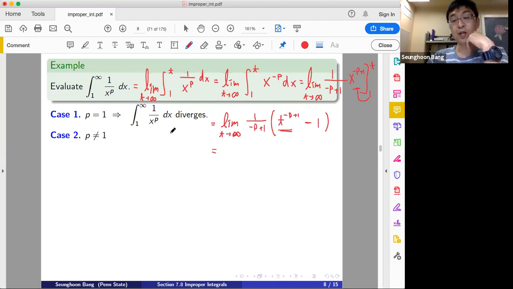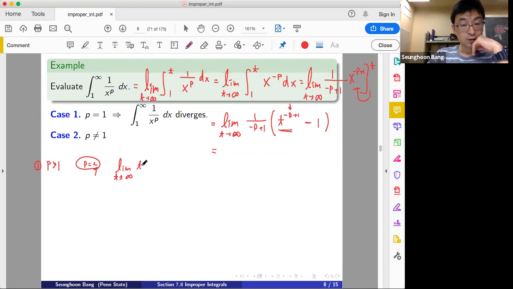Depending on the p value, the answer can change. P is what? Greater than 1. We think about this case: p is greater than 1. That's right. So what does it mean? I'm going to give one example: p equals 2. You plug 2 into here and calculate the limit as t approaches positive infinity.